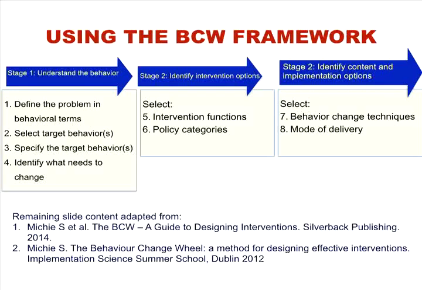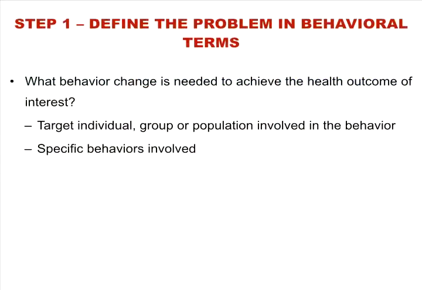All right, so step 1 is define the problem in behavioral terms, right? So what we're trying to do here is determine what behavior change is needed, right, to achieve the health outcome of interest, right? What do you need people to do? Right? What's the target individual, group, or population involved in doing the behavior? And what are the specific behaviors involved? Right? Those are the questions we're trying to answer in step 1.